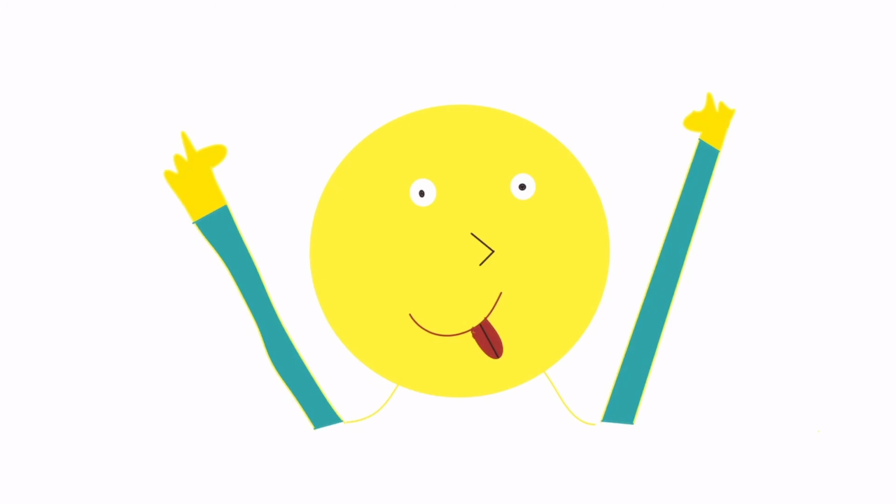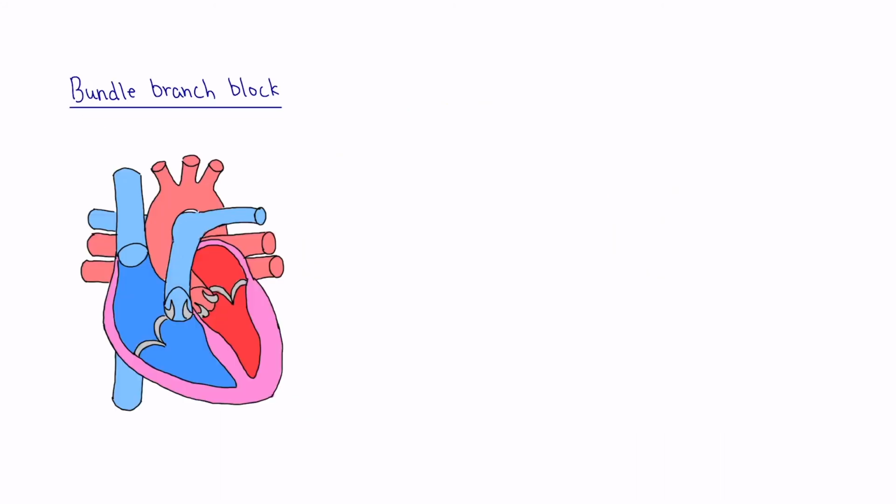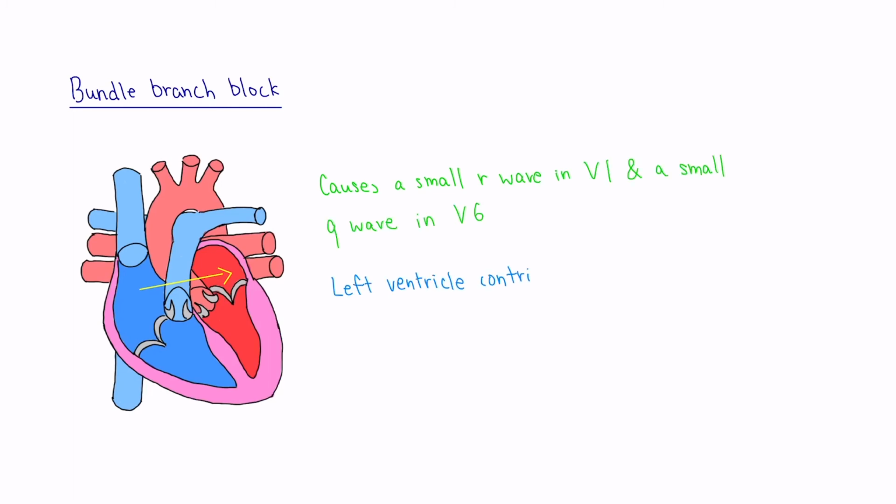Now on to the fun part of this video, but first we need to discuss normal conduction again. In the ventricles, conduction begins in the fibers of the left bundle branch and spreads across the septum to the right. This causes a small R wave in V1 and a small Q wave in V6. The left ventricle contributes most, causing a deep S wave in V1 and a tall R wave in V6.